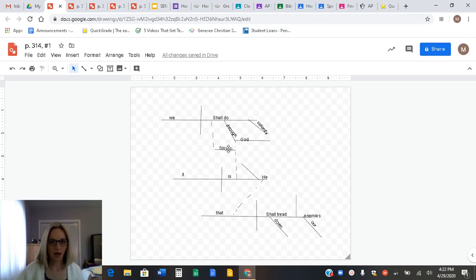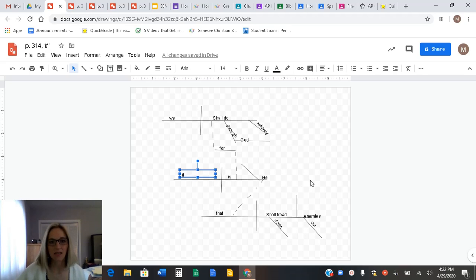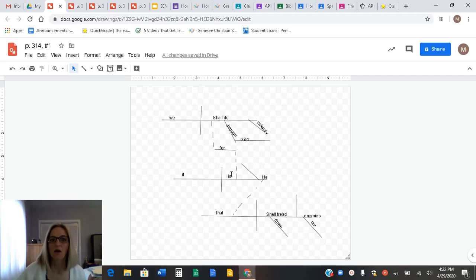Okay, now you have for as your conjunction. Your next independent clause, he it is that shall tread down our enemies. It is he. Okay, linking verb, slanted line. That shall tread down our enemies. There is our dependent clause, our adjective clause describing he. Remember, our dotted line goes from the relative pronoun to the word that it is describing. That shall tread enemies. Down is telling me where he shall tread them. Our is describing enemies. Okay, that's number 1.